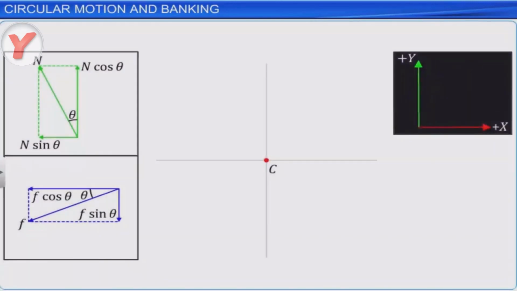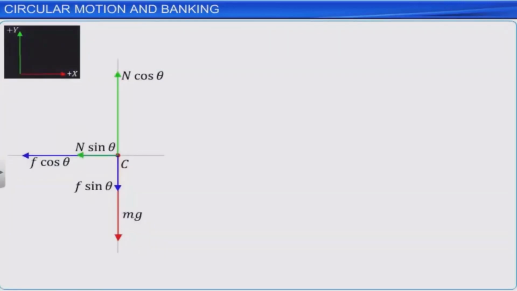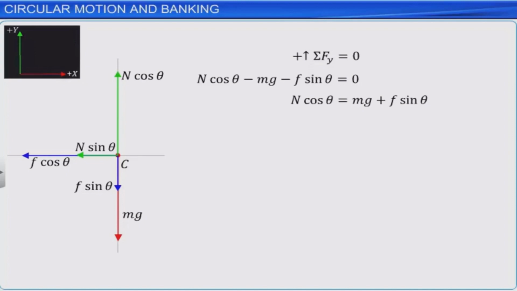We can represent all the components of all the forces at a point C, along with the weight mg as shown. As there is no motion of the car in the vertical direction, the net force acting along y direction is equal to 0, or N cos theta minus mg minus F sin theta is equal to 0. This implies N cos theta is equal to mg plus F sin theta. Let us call this equation 1.